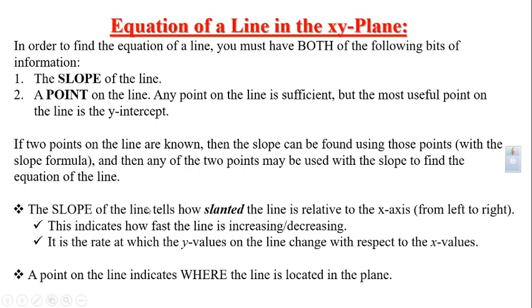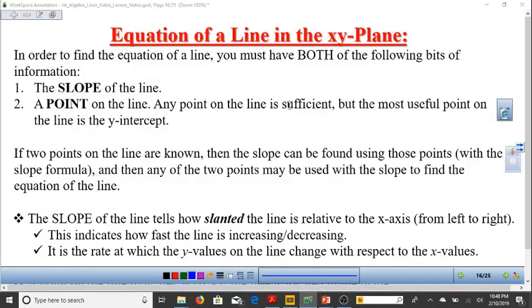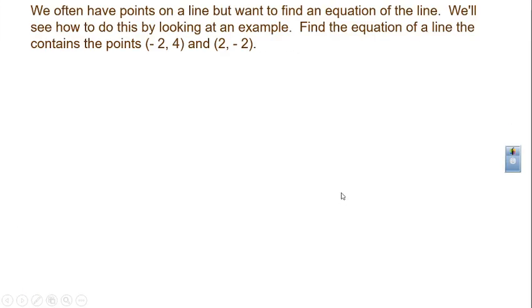Just remember that the slope of the line tells how slanted the line is relative to the x-axis. We're going from left to right. This indicates how fast the line is increasing or decreasing. So it's called the rate of change of y with respect to x. And the point just tells us where the line is resting in the xy coordinate plane. So let's take a quick look at this example here.